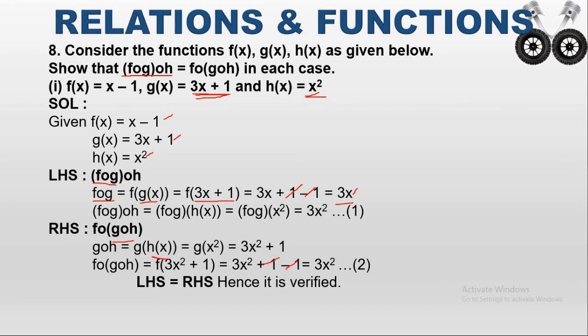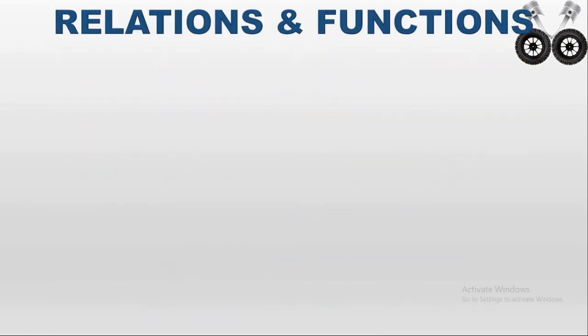So from 1 and 2, the LHS is 3x square and the RHS is also 3x square. So LHS equals RHS. It is verified. Therefore, (f composition g) composition h equals f composition (g composition h).